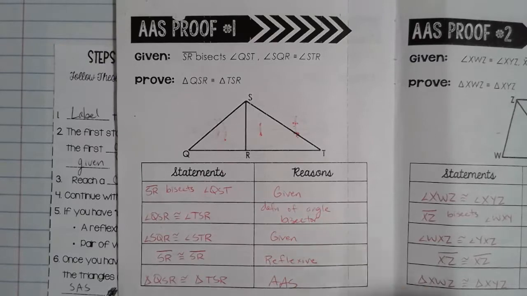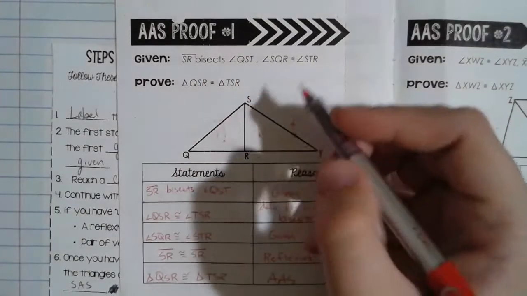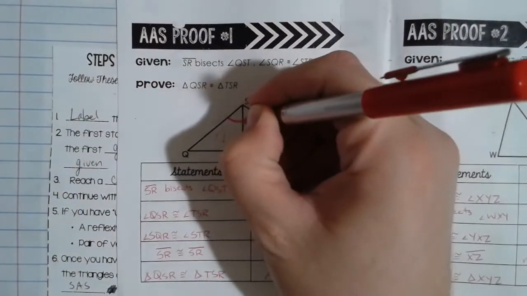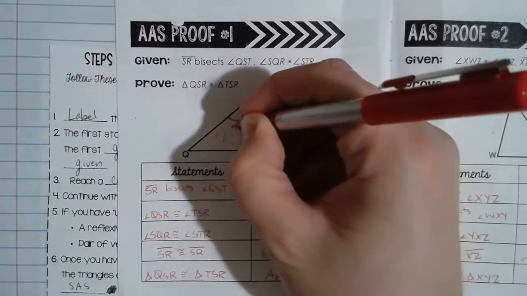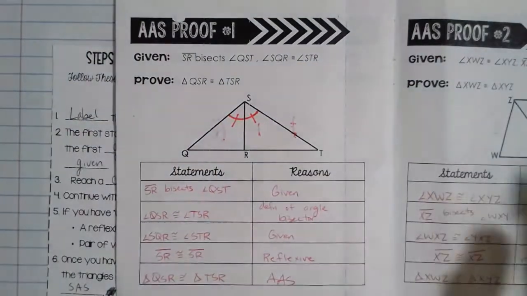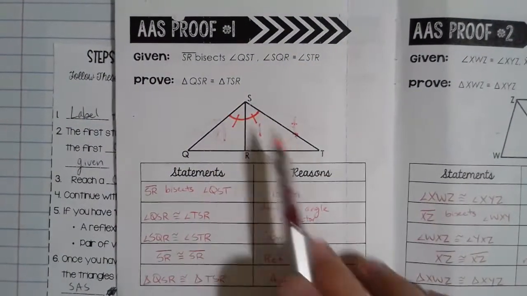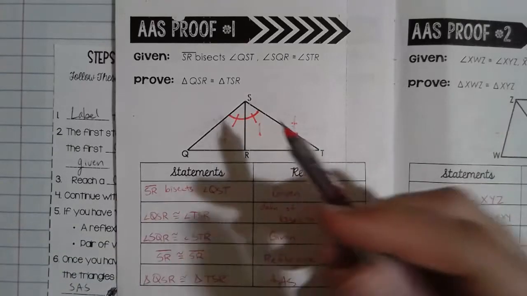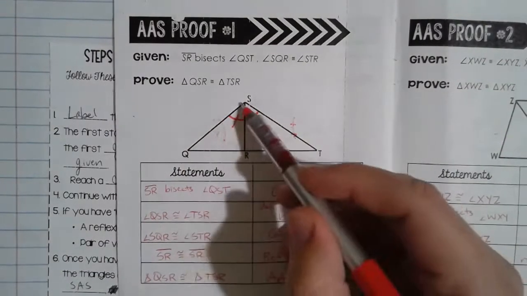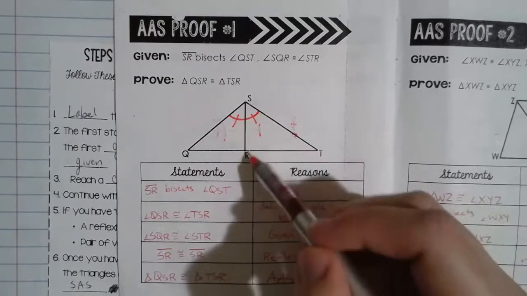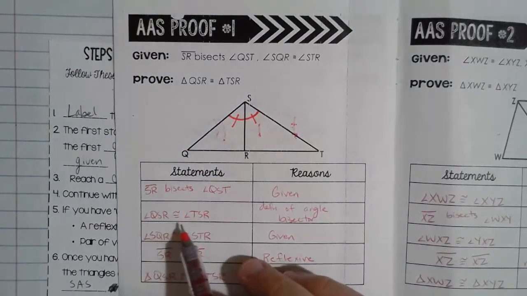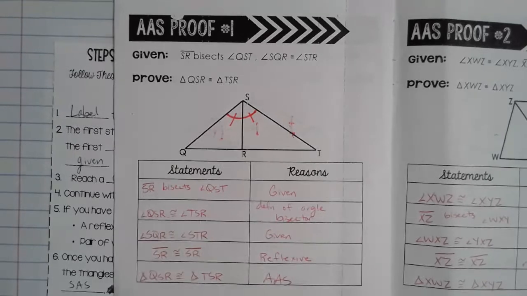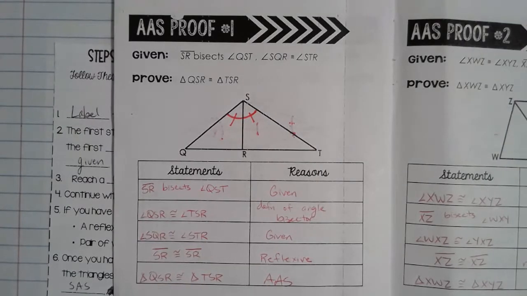So now let's go on our paper and let's mark that. So SR bisects angle QST. So when we bisect something, we cut it in half. So when we cut angle QST in half, we instinctively create two new congruent angles that are half of the original. And these two new congruent angles are angles QSR and TSR. So angle QSR is congruent to angle TSR by the definition of an angle bisector.